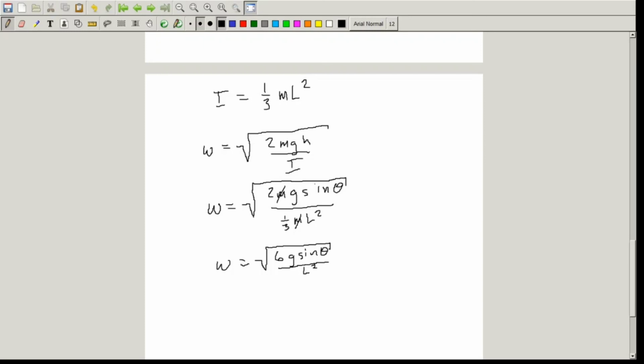Now, if we plug in all of our values, g being 9.8, theta being 40 degrees, and L being 2 meters, we come out with an answer of 3.07, or roughly 3.1 radians per second. And that is going to be our angular speed.